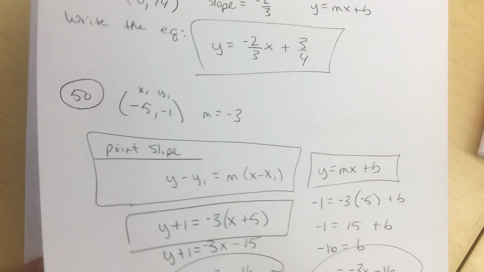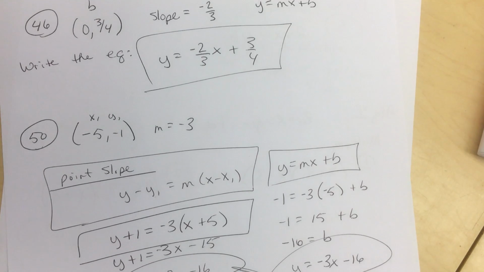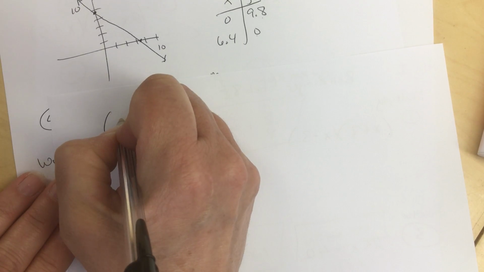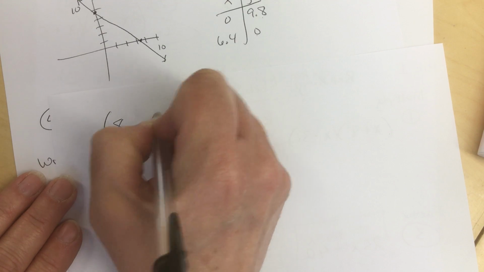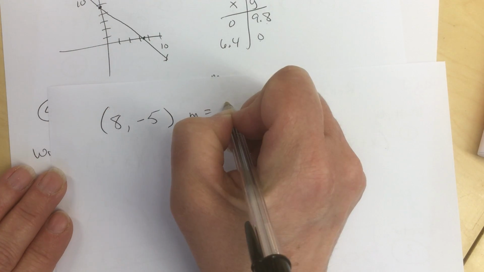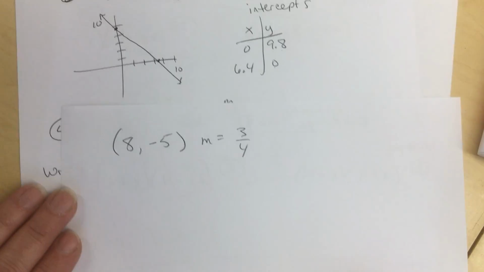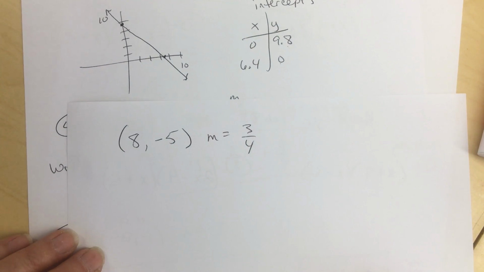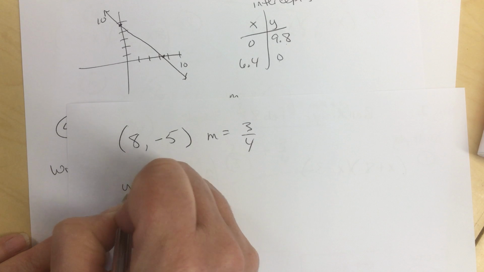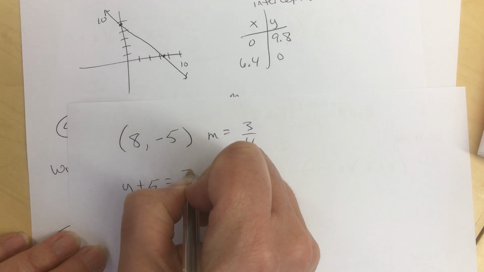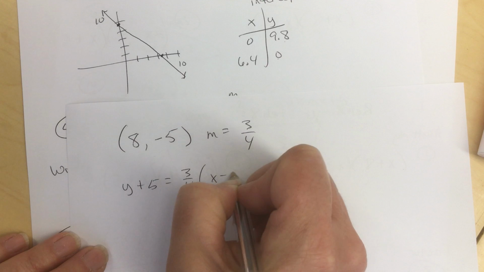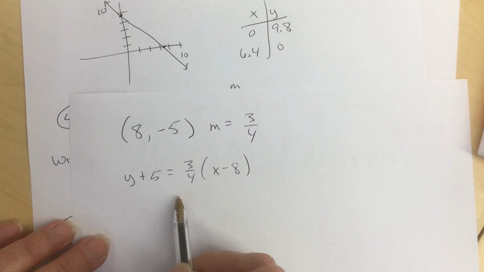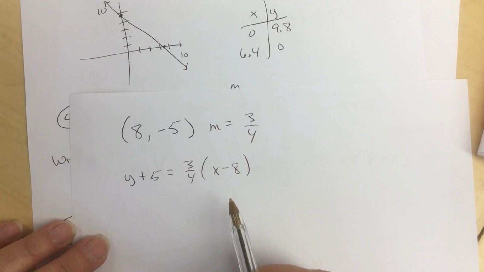Okay, let's do one with a fraction in it. Let's say it goes through (8, -5), and the slope is 3/4. We'll do an easy one first. So if I were to write that equation, it would be y plus 5 is equal to m times x minus 8. Y minus y1 equals m times x minus x1.